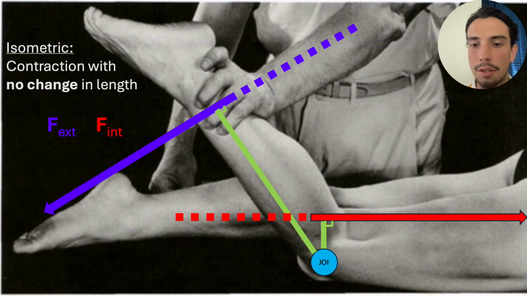Now, if we were to look at an isometric contraction, we know that this is just a contraction when there is no change in the length. So neither the internal or the external force is winning. However, they're going to be equal. As they're both exerting the same amount of force, they equal each other or balance each other out so that there is no movement. So here we can say that the external force is equal to the internal force.